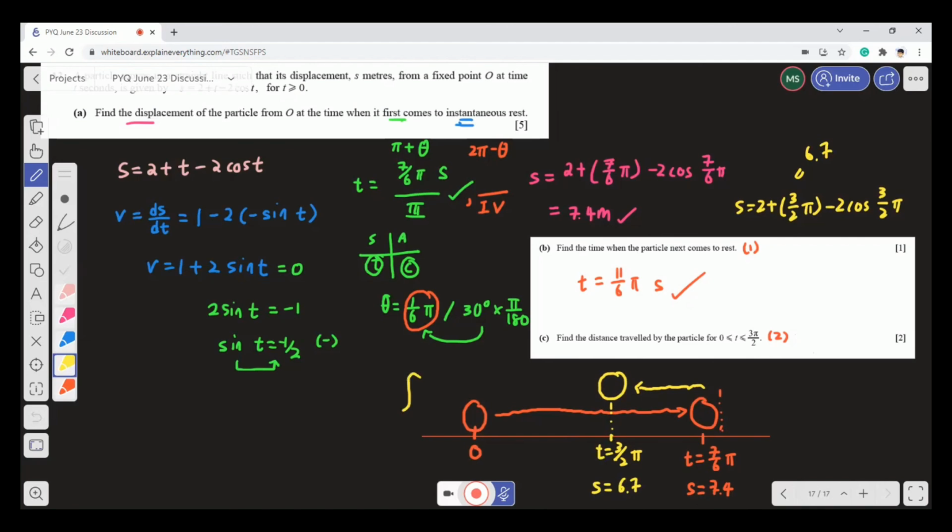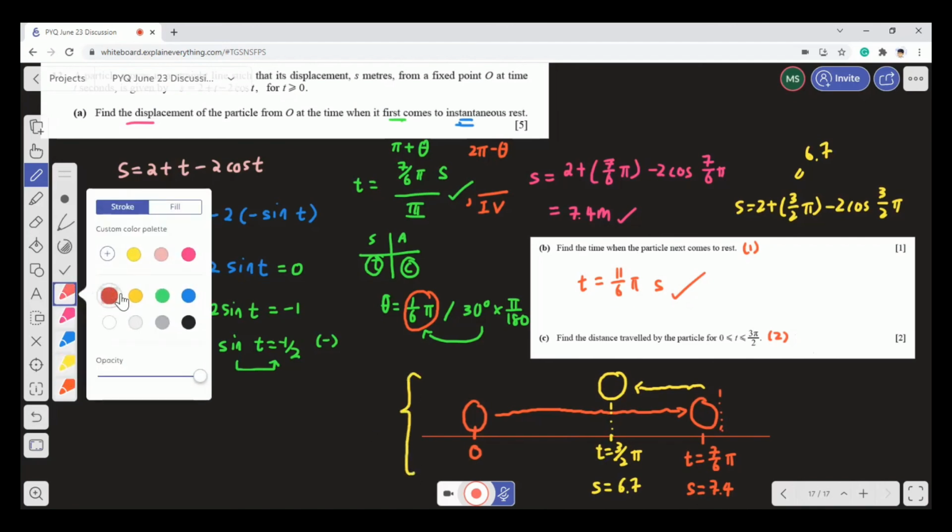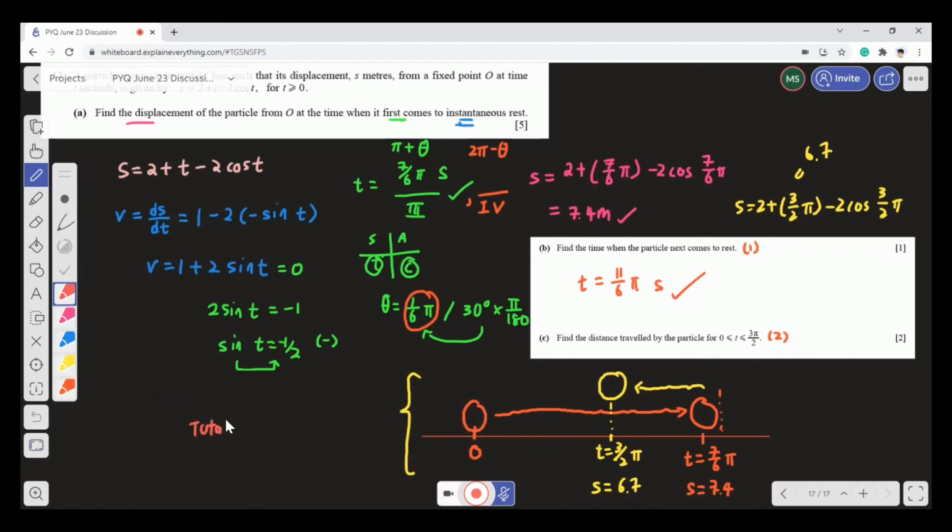So overall, how do we calculate the total distance? 7.4 plus 7.4 minus 6.7. Okay, 7.4 plus this distance, and this distance is 7.4 minus 6.7. So I think it's around 8.1 meter. Yep, correct, 8.1.